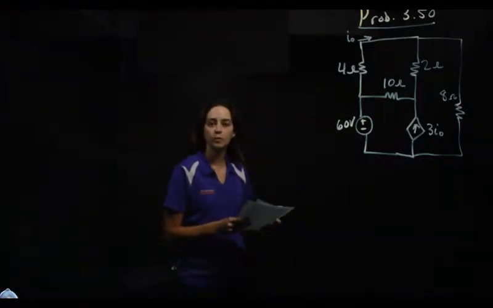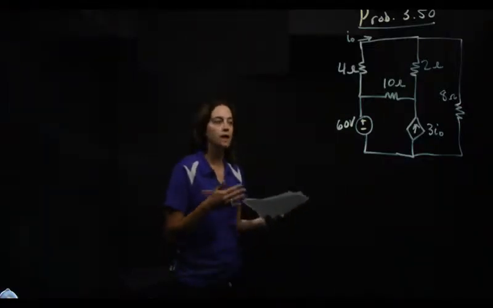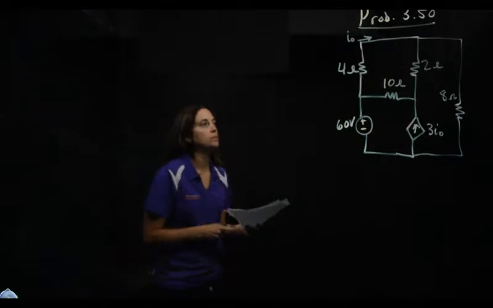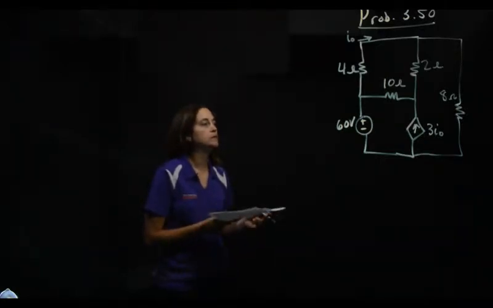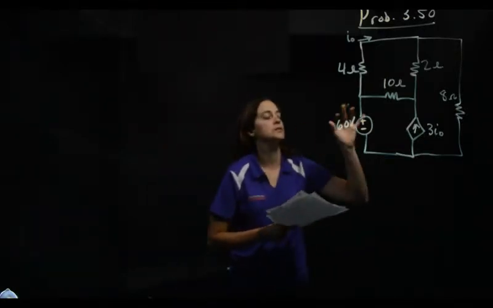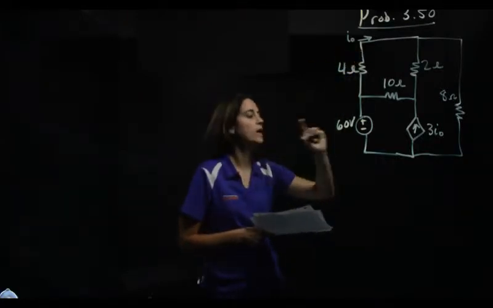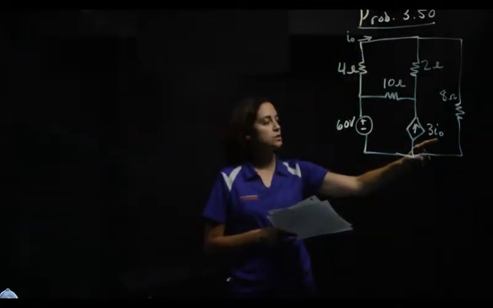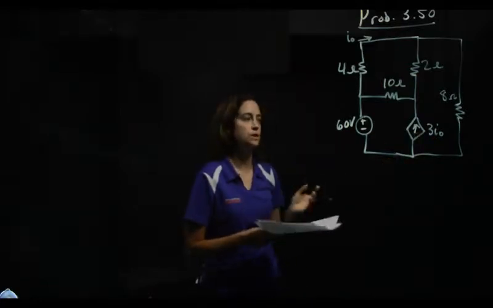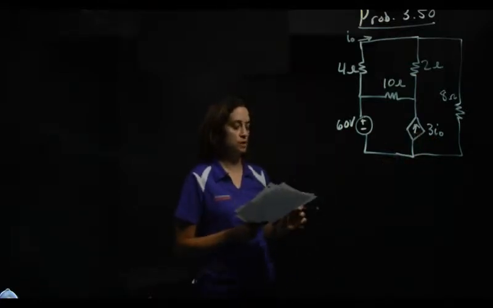Here's an example problem from section 3.5 involving a supermesh. So it's problem 3.50, and the circuit's already drawn here. You'll see that they have defined Io for us right here and given us a current-controlled current source. So it's the first time we've really dealt with one of those in our circuits.